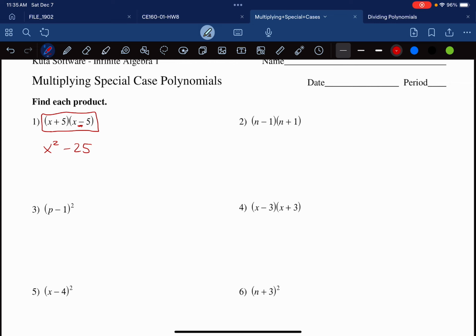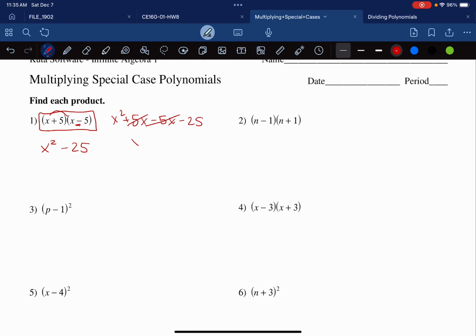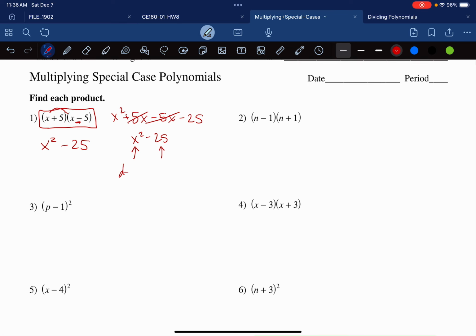So essentially what we're doing is, if we FOILed this out, we would get x squared plus 5x minus 5x minus 25. But the positive 5x and the negative 5x cancel each other out, so we're just left with x squared minus 25. As you can see, this one's a square, and this one's also a square, so we call it the difference of two squares.